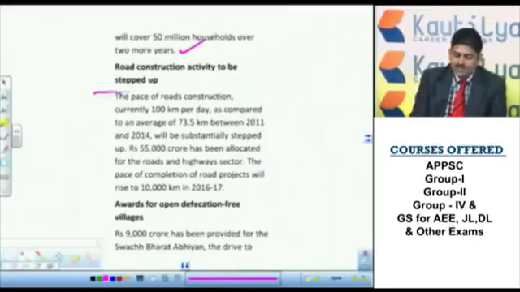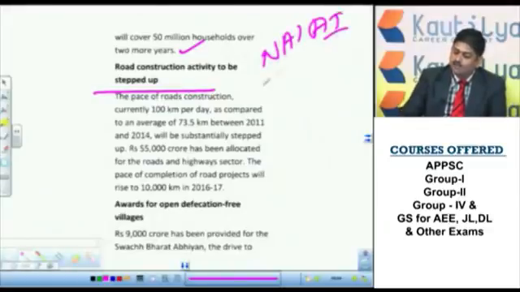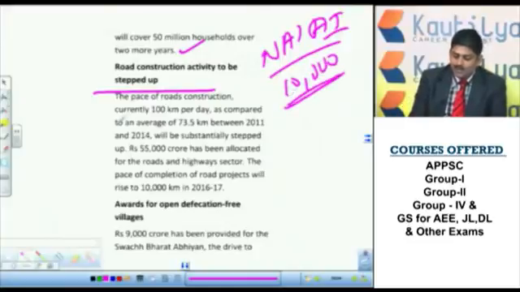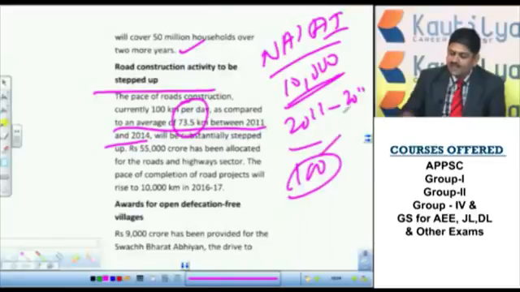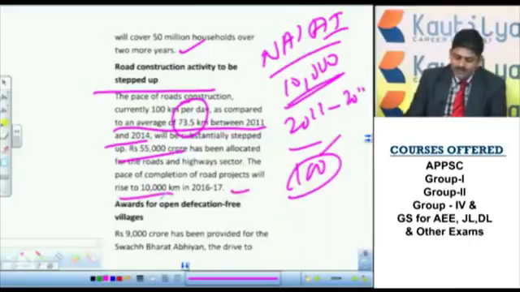Next, road construction activity. As I said, NHAI is mobilizing, and a big target of 10,000 kilometers is there for this year. I'll give you some more figures: compared to an average of 73.5 kilometers between 2011 and 2014. That means in each year from 2011 to 2014 this number of kilometers was constructed. Now they want to increase this. On a daily basis they want to construct at least 100 kilometers. So 55,000 crore was allocated. We have given this figure already.